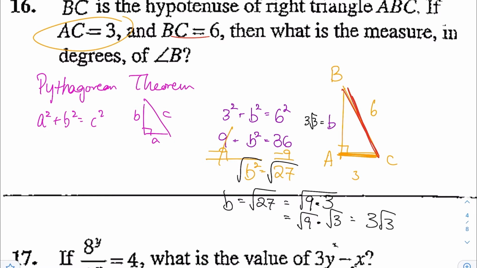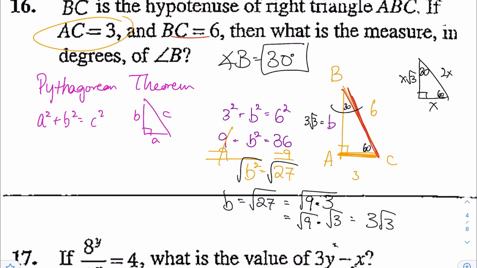And here, if you see this triangle in which the sides are in the ratio of x, 2x, and x root 3, this is your 30, 60, 90 special right triangle. So you know that angle B has to be 30 and angle C has to be 60 degrees. So the measure of angle B will be right here, equals 30 degrees. So we can use Pythagorean, or we could just use a special right triangle here, this 30, 60, 90.